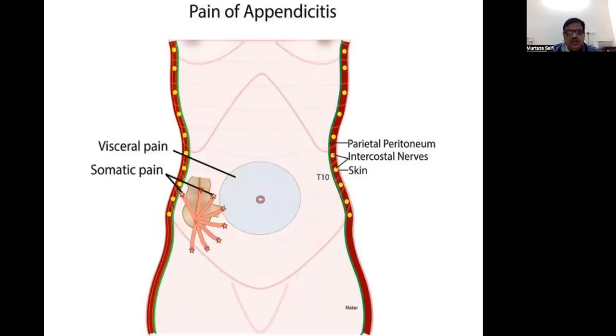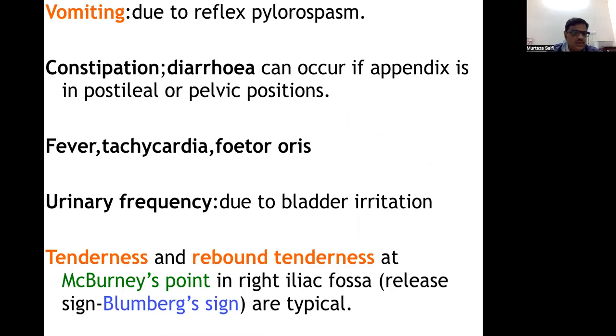This picture shows visceral and somatic pain. The innervation of the parietal peritoneum, intercostal nerve, and skin is very important. It causes pain in appendicitis. First, pain starts at the umbilicus and goes into the right iliac fossa. The second important symptom is vomiting due to reflex pylorospasm. Third, constipation or diarrhea can occur if the appendix is in a post-ileal or pelvic position.